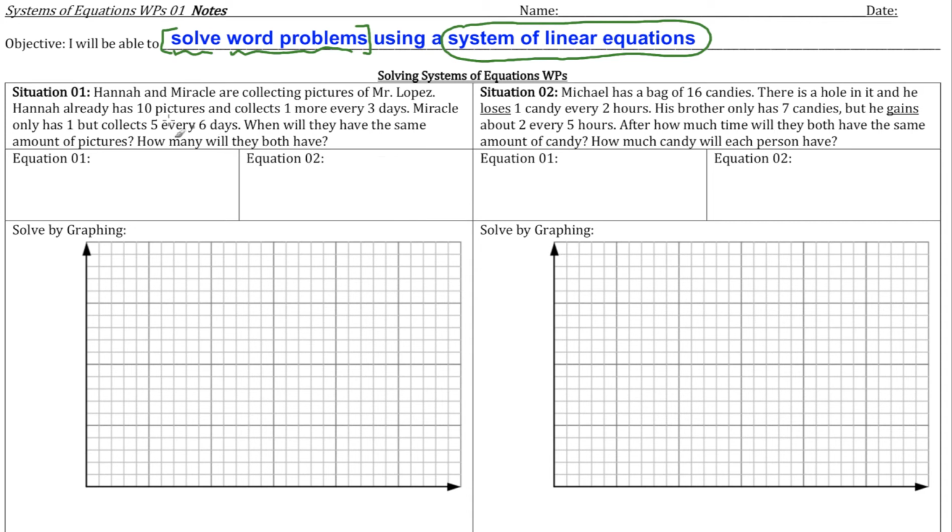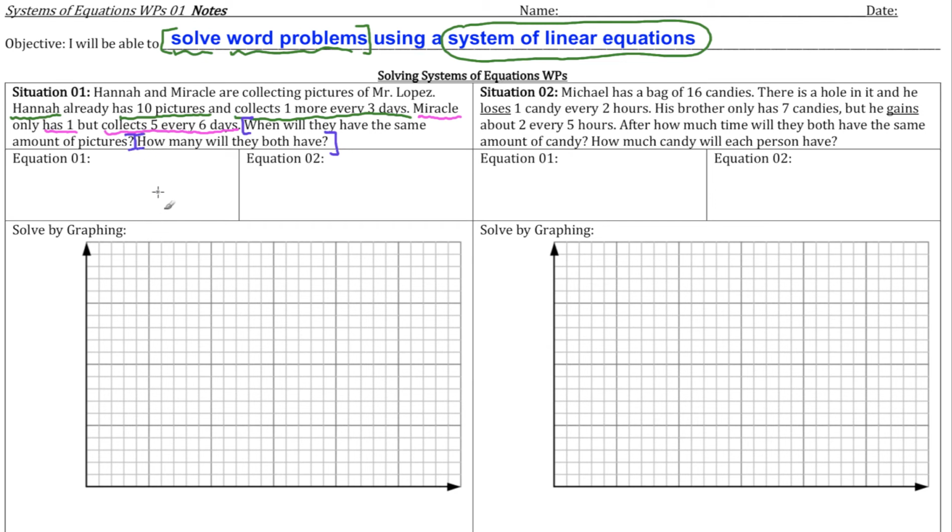All right, so Hannah, let's make Hannah green. So Hannah has 10 pictures, and then she collects 1 more every 3 days. Okay, what color do we want to make Miracle? Let's figure this. So Miracle has 1 picture, but collects 5 every 6 days. And then it wants to know when they will have the same amount of pictures and how many pictures that will be.